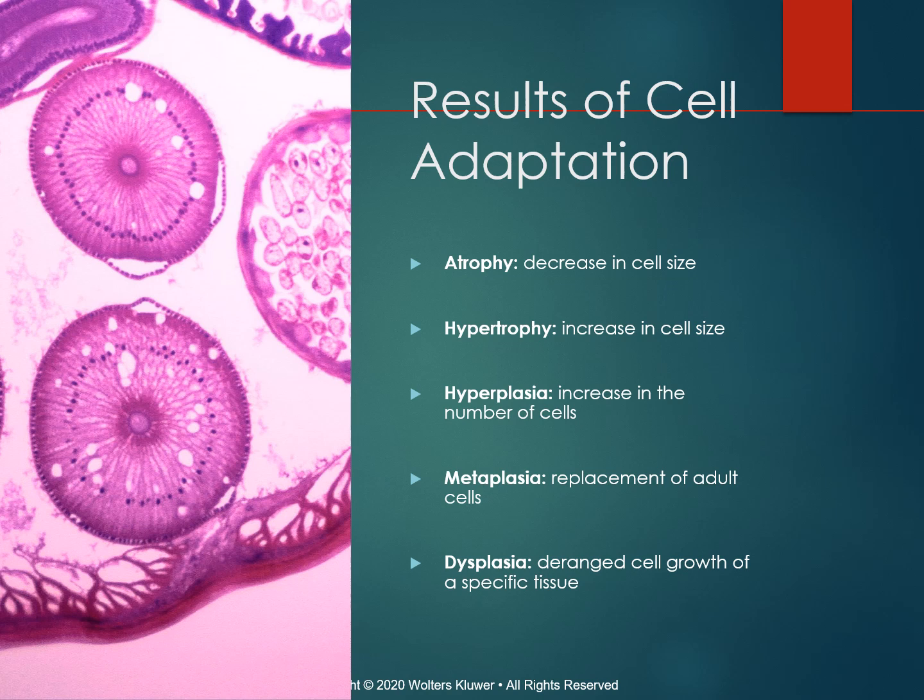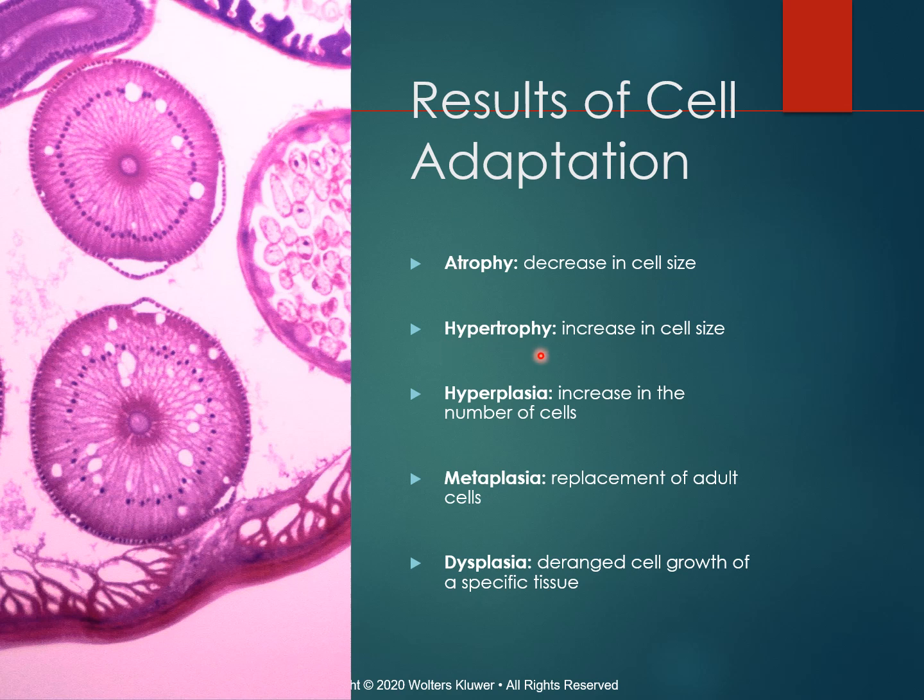Others are inadequate nutrition. If we don't have proper nutrients to continue with cell growth and energy, we might start to see atrophy. Ischemia, or decreased blood flow to the cells, can also cause atrophy because we've lost that oxygen supply. The cell starts to shrink, shutting itself down to adapt, and we see atrophy.